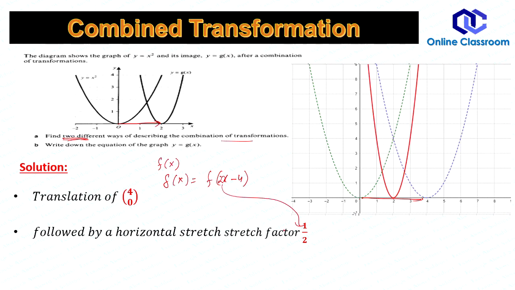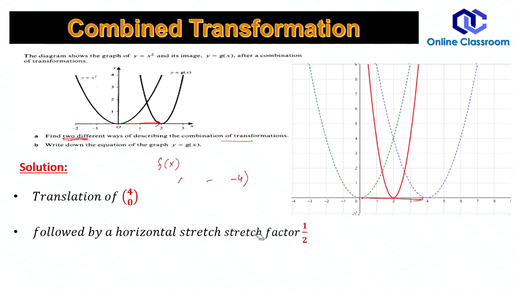We have done this at the beginning. If there are two horizontal translations, we follow the reverse order. See this? I follow the reverse order because both the translations are horizontal. Is that clear? Hopefully that is clear.